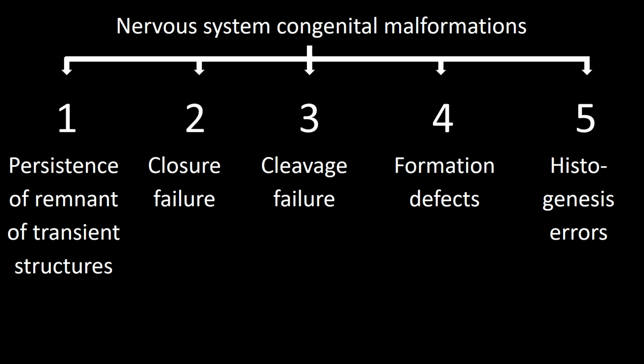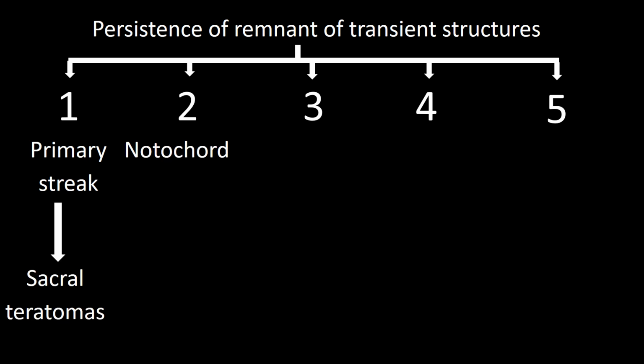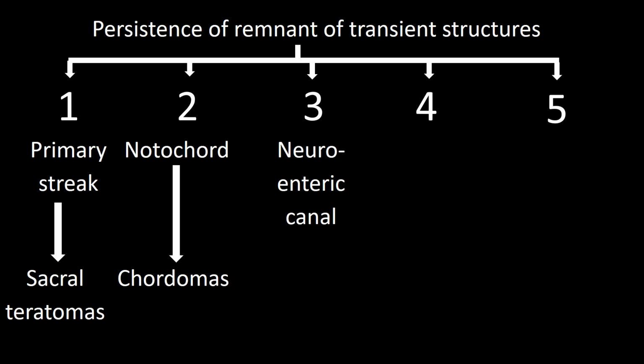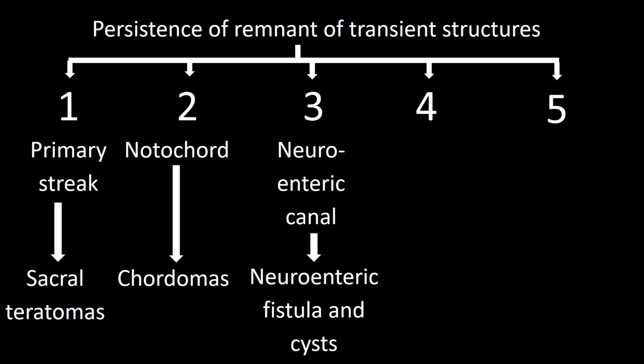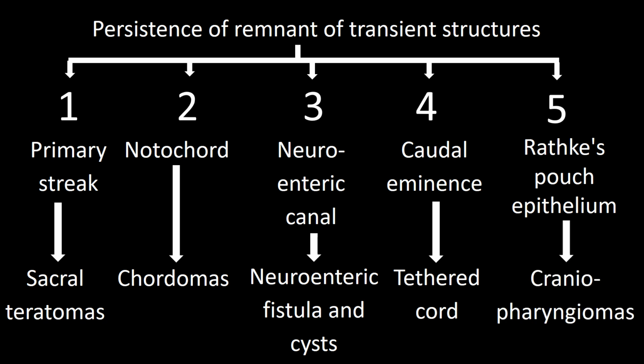Now, let's go back to continue engineering our classification. This frame shows the classification where we left it off. So let's begin by talking about persistence of remnants of transient structures. Persistence of remnants of transient structures can itself be divided in 5 types. Those that involve the primitive streak producing sacral teratomas, those involving the notochord producing chordomas, those involving the neuroenteric canal producing neuroenteric fistula or cyst, those that involve the caudal eminence producing tethered cord and related conditions, and those involving the Rathke pouch epithelium producing craniopharyngioma.